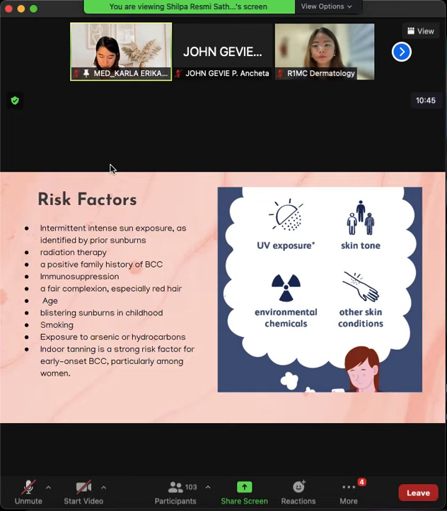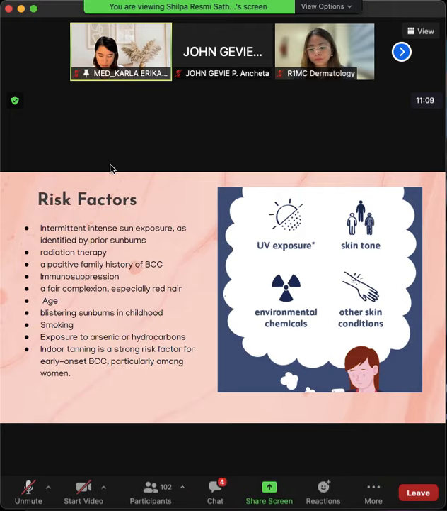And the next is age. So, as I said before, BCC is slow growing, it develops very slowly, so it often takes decades to develop. So the majority of BCC occur in older adults, but it can also affect younger adults and is becoming more common in people in their 20s and 30s. So the next risk factor is blistering syndromes in childhood. The next is smoking, and next is exposure to arsenic or hydrocarbons.